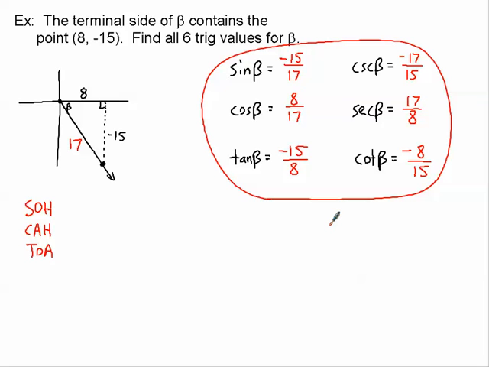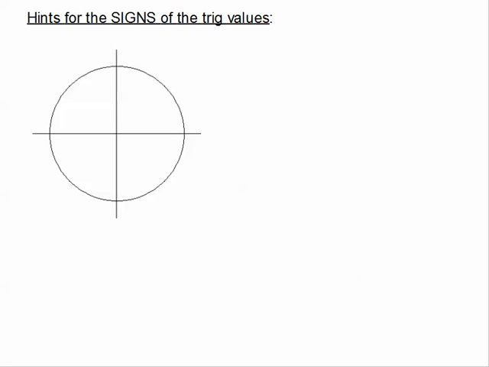I have one last thing to show you, and it might be a helpful little trick to remember what the signs are of our basic trig values. This is just a hint. Some people remember this. They say, all students take classes. ASTC. All students take classes. And you have to go in the same order as you would your quadrants.